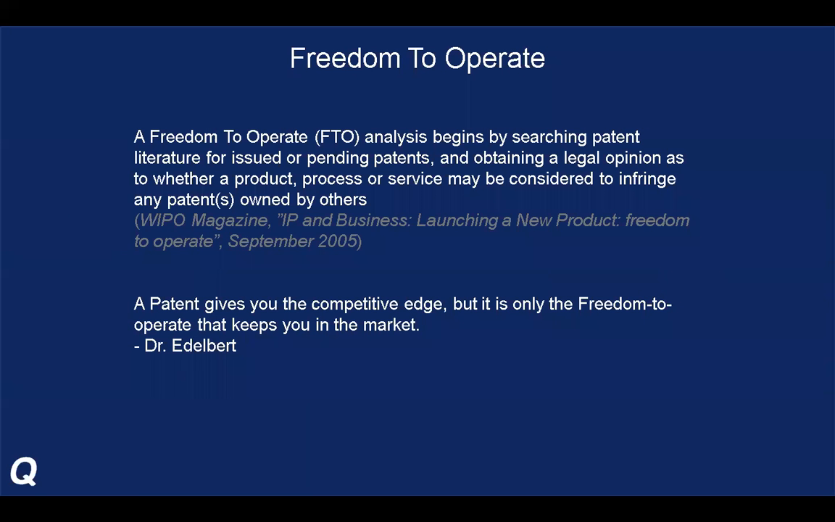If we talk briefly about the definition of freedom to operate analysis, it is searching for patent literature, be it pending literature or a granted patent, wherein a legal opinion is sought with respect to a specific product. This definition is taken from a WIPO magazine. Freedom to operate is used to check for future infringement, or if you own some patents, to find out if someone else's product is covering your patent itself.